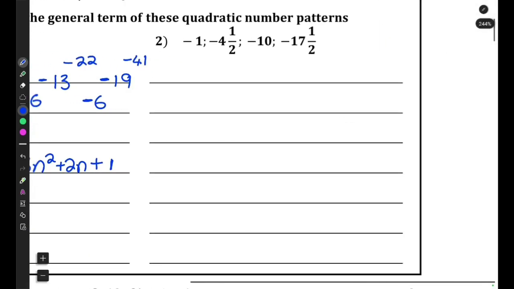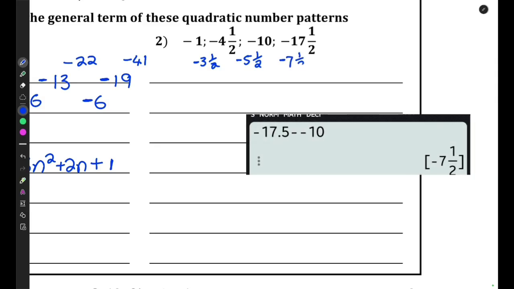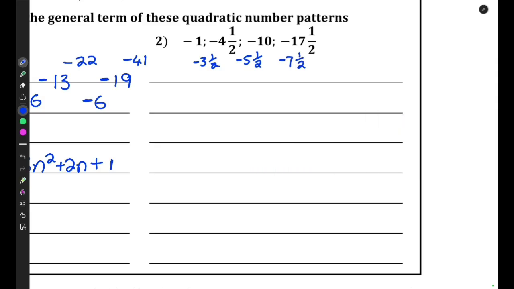Question 2, so now it looks horrible because there's fractions, but it really is not that bad. So if I say -4.5 minus -1, that gives me -3.5. The next one, -10 minus this gives me -5.5. Guys, you are welcome to use your calculator for this. Just get the answer correct. And now if I take again right minus left, I can see this is just -2, and this is also just -2. I can now set up my formulas.